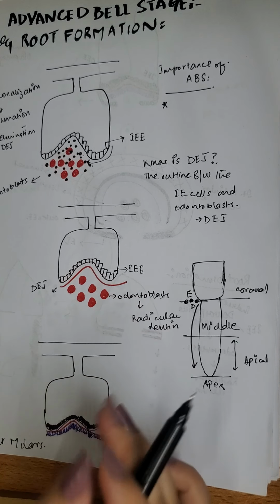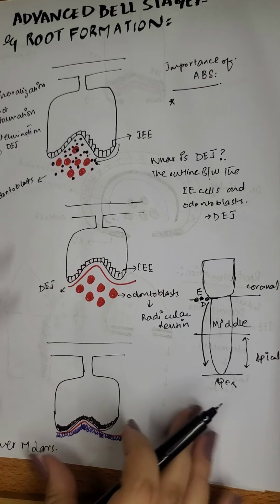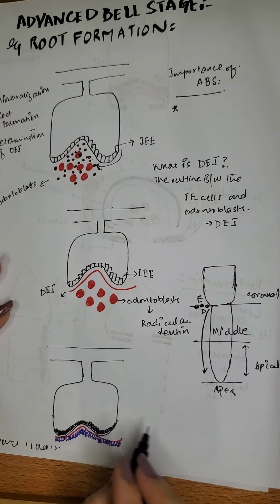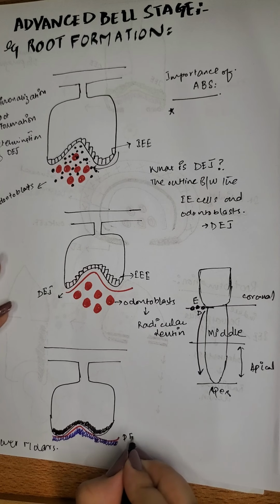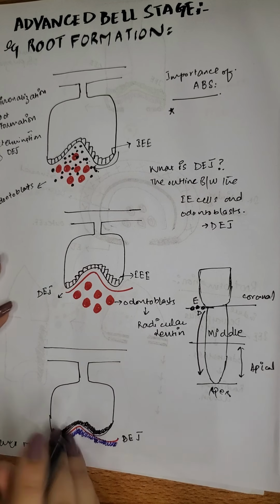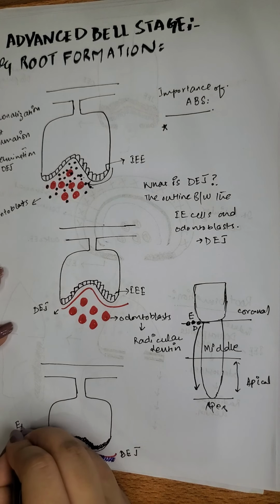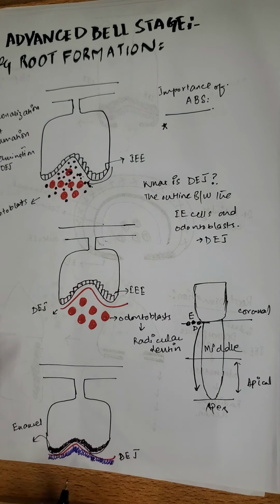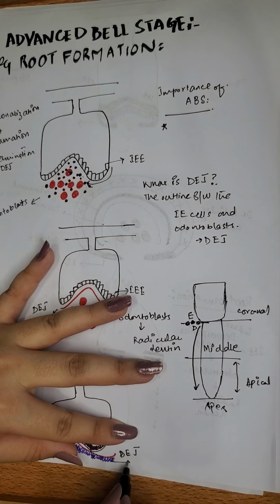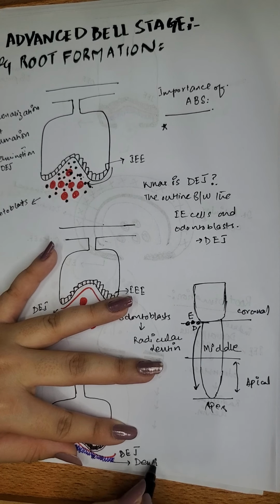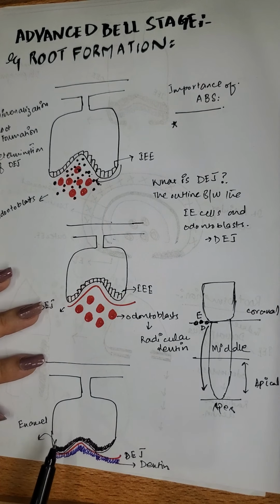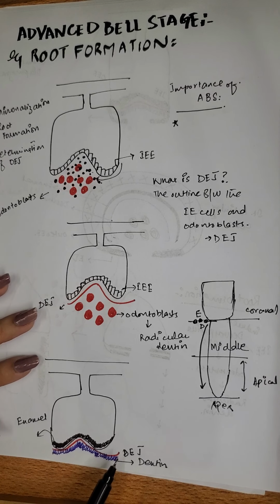Now coming to the next diagram, when the dentino-enamel junction is determined, the inner enamel epithelial cells will give rise to the enamel, and these odontoblasts are going to form the bluish layer, the dentine. Alright, this upper layer is enamel, and the lower bluish one is dentine.